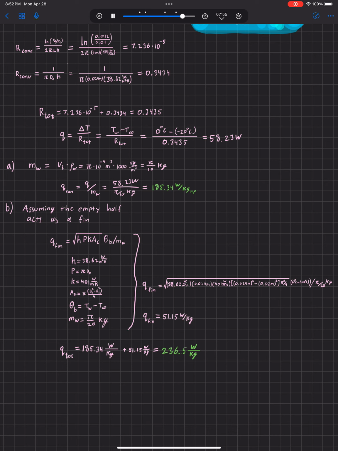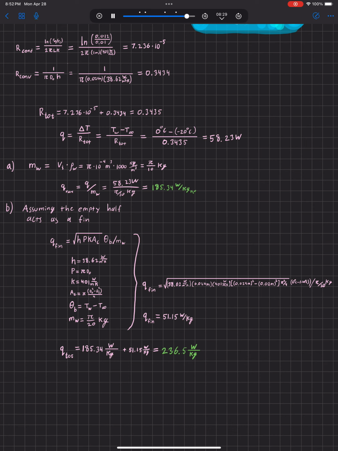H is equal to 38.62 watts per meter squared Kelvin. Your P equals pi D, so that's like the perimeter of the tube. Your K is equal to 401 watts per meter Kelvin. Again, that's from the table for copper. Your AC, the cross-sectional area, is equal to pi times D outer squared minus D inner squared over 4. And your theta will be equal to T water minus T infinity. And your mass of water is equal to pi over 20 kilogram.